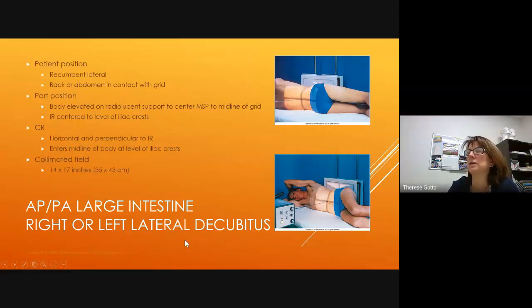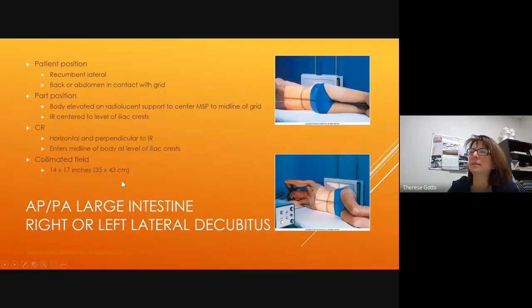You're going to make sure that your patient is in a good lateral position by checking to make sure that the plane of their hips and the plane of the shoulders are the same. It should be centered to the iliac crest, just like before, and at your midline.